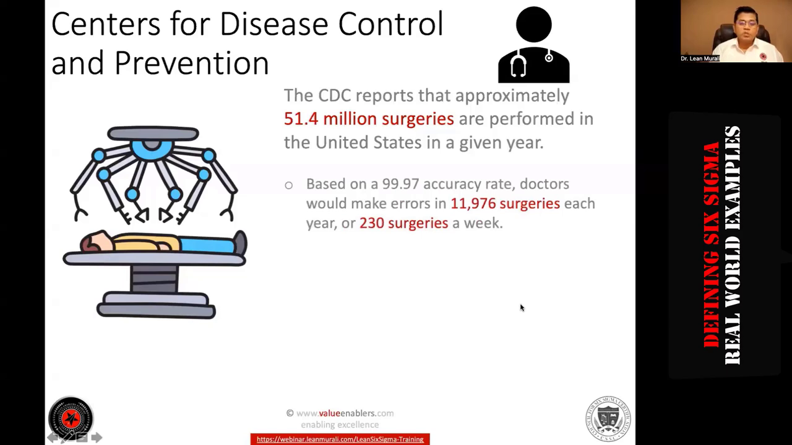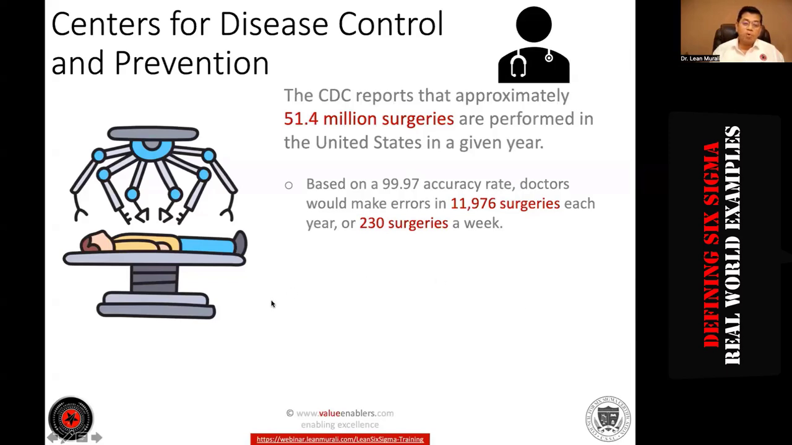So based on a 99.97% accuracy rate, which is 5 sigma level, doctors would make errors in 11,976 surgeries each year, or 230 surgeries will have errors every week.